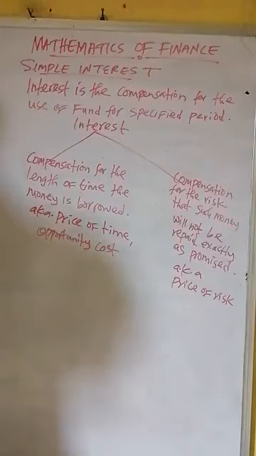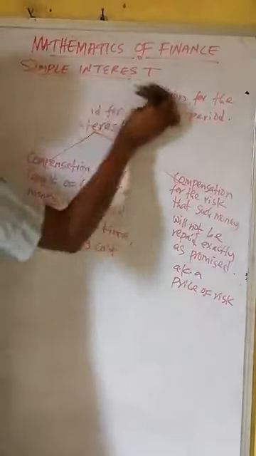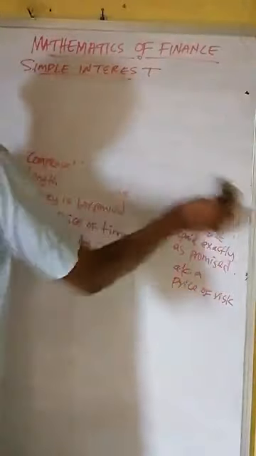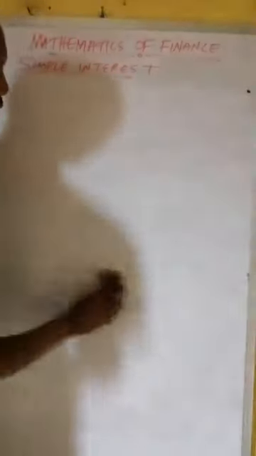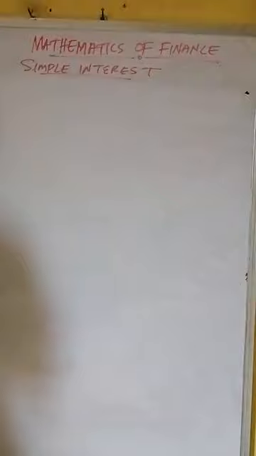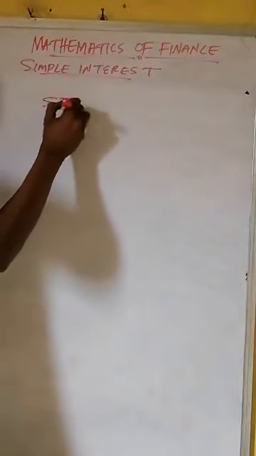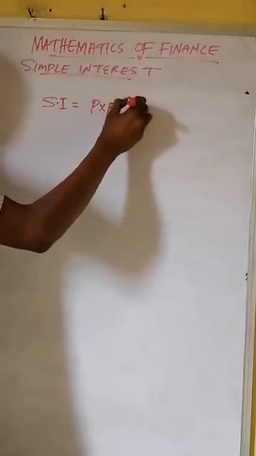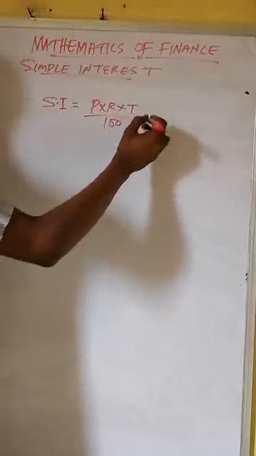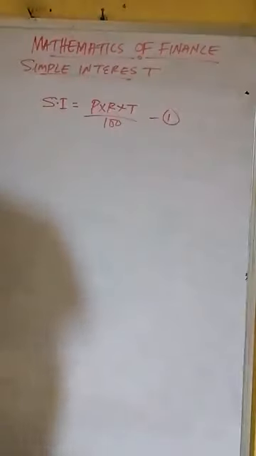And the formula for computing simple interest. Let's now look at the formula for computing simple interest. The formula is: simple interest is equal to principal times rate times time, all over 100. You can have this as formula 1.